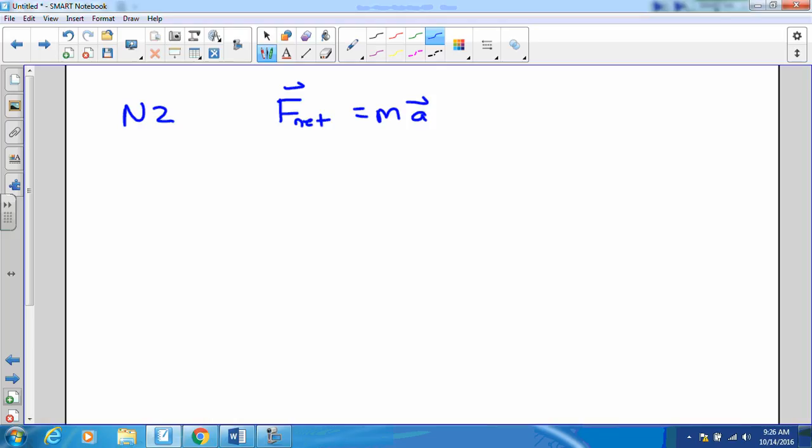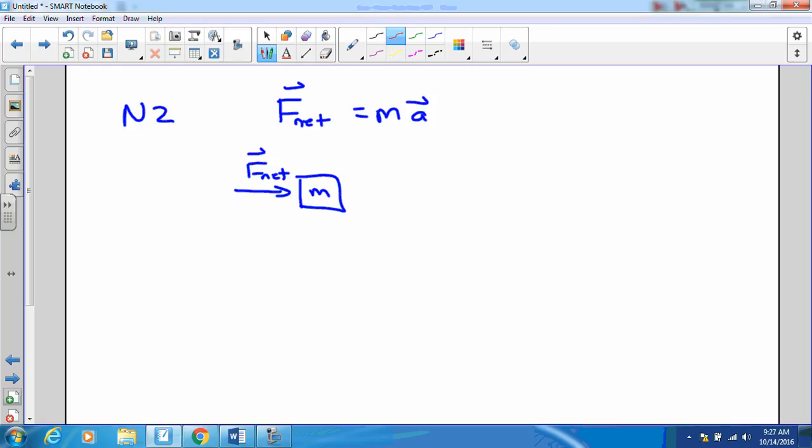If there is a net force, then it is proportional to the acceleration, and the proportionality constant is the mass of your system. So here I've got an object that is acted on by a net force, and as a result, that object is going to experience an acceleration.